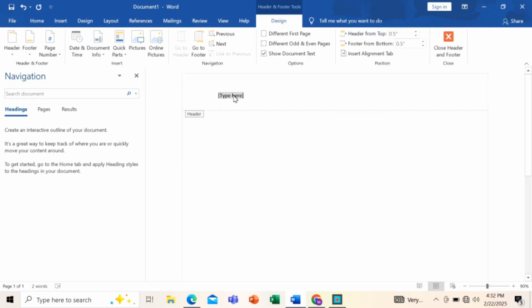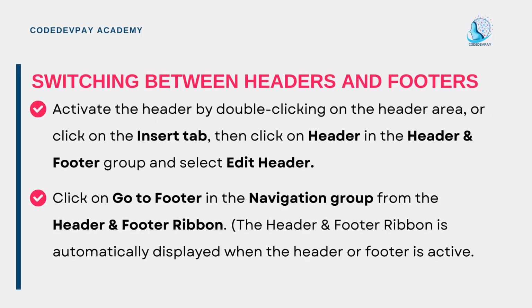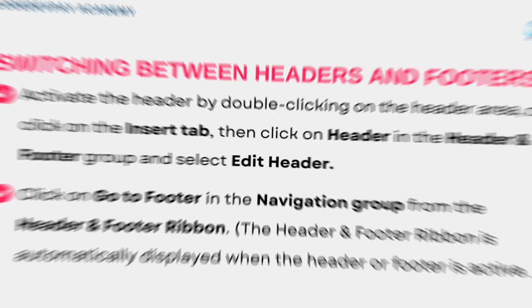group. After inserting a header or footer, you can activate it by double-clicking on the header area, or click on the Insert tab, then click on Header in the Header and Footer group and select Edit Header.